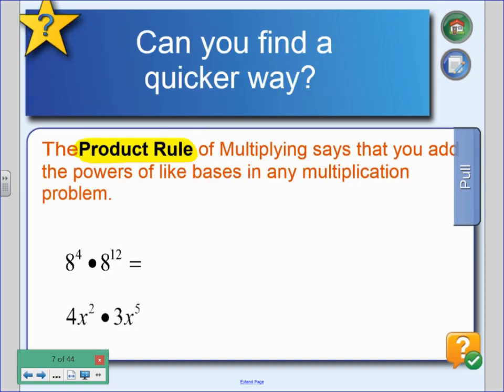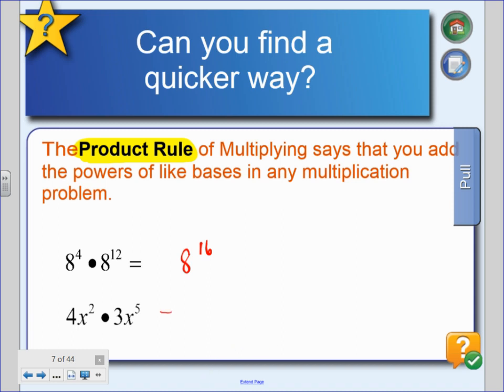So 8 to the fourth times 8 to the 12th. If I were to stretch this out, that would be 1, 2, 3, 4 eights multiplying each other, and 1, 2, 3, 4, 5, 6, 7, 8, 9, 10, 11, 12 eights multiplying each other. So quickly using the product rule, that would be 8 to the 4 plus 12, which is 16. That would be 16 powers of 8 all multiplying each other.